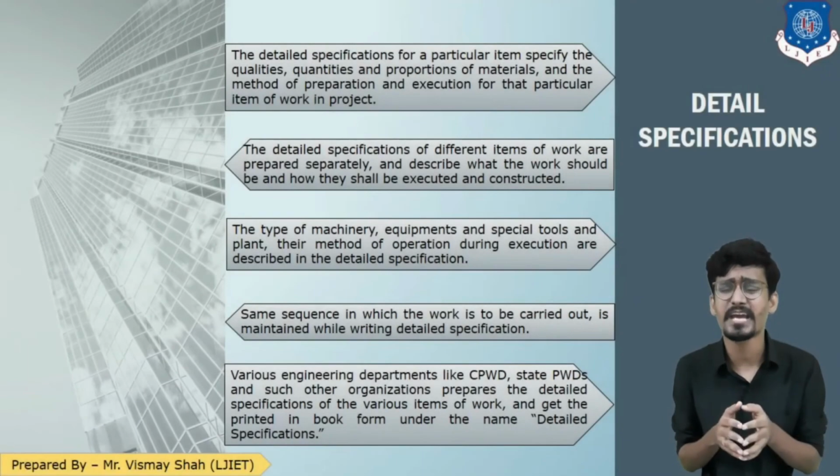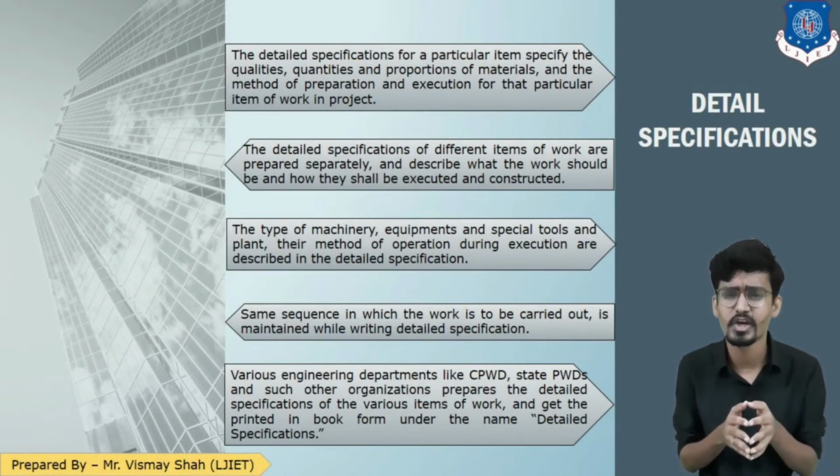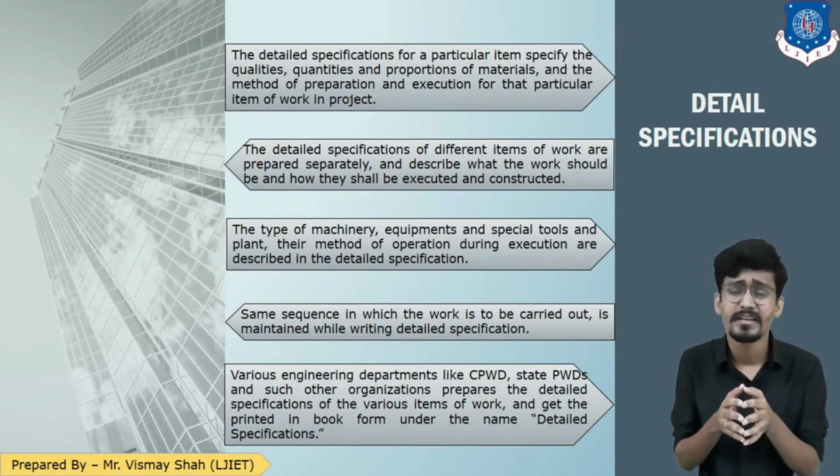The detailed specification of a particular item of work defines the quality of material, quality of workmanship, proportion of the material, the method of preparation, mode of measurement of the item of work, and the method of execution for that particular item of work. The detailed specifications of different items of work shall be prepared separately and describe what the work should be and how it should be executed in the construction project. The type of machinery, its operation, equipment, and special tools and machinery, all of this should be described in the specification.